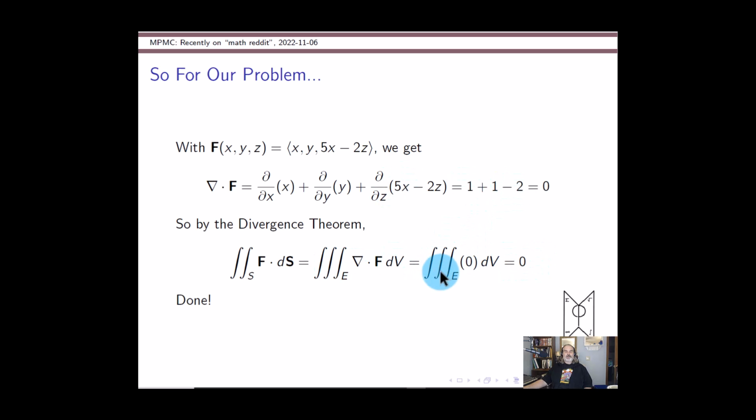If we do a triple integral over a volume of the function 0, we're going to get 0 as a result. Okay, if you integrate 0, you get 0.